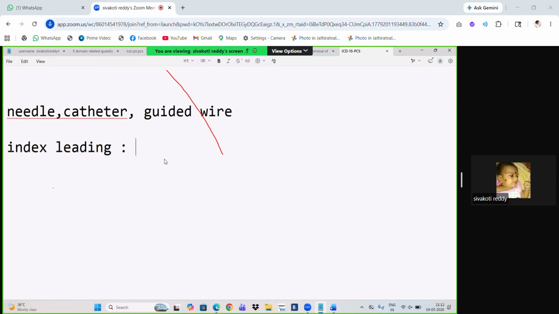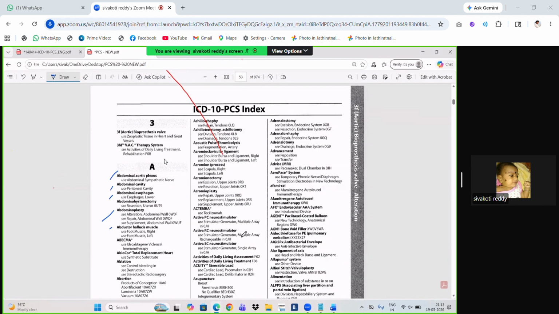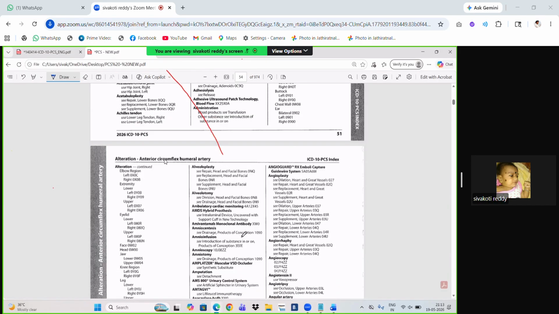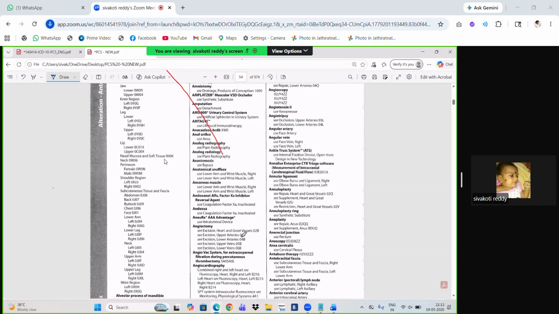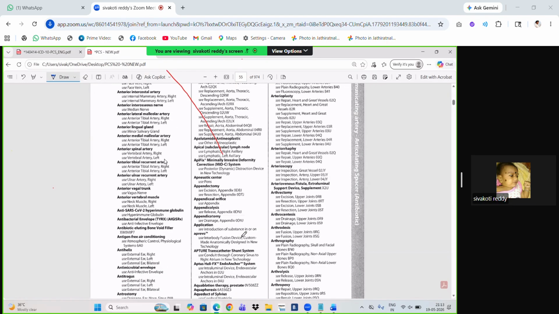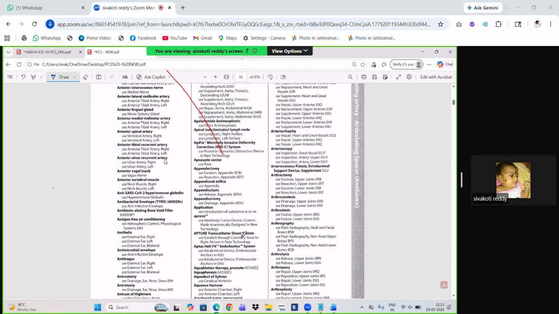Guys, you don't go directly by procedure name. You don't get it that way. Suppose I am showing an appendectomy they did. We are going to APP. I am checking APP. Appendectomy.